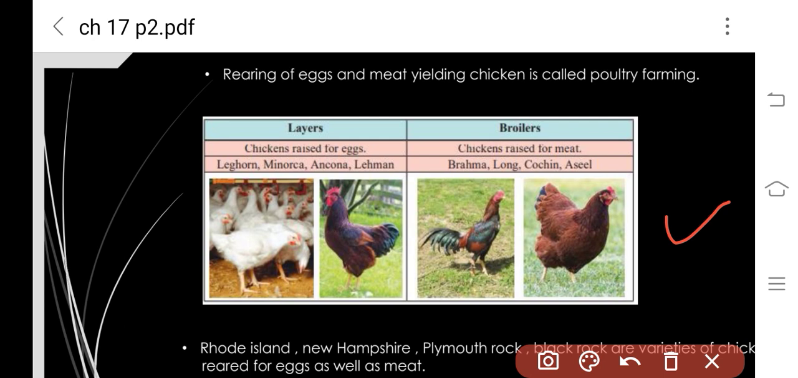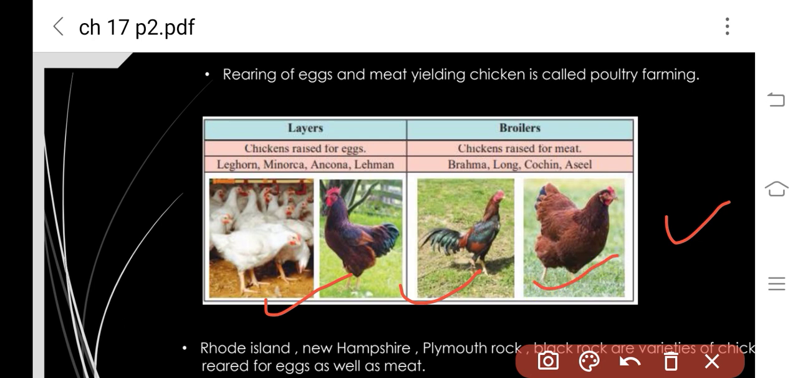And also they can develop the ability to withstand the high temperature and to use byproducts of agriculture as poultry feeds. आप इनके जो वेस्ट प्रोडक्ट्स होते हैं उनको हम एग्रीकल्चर में एज अ मैन्योर वी कैन एड इट. So some of the best examples are shown here. So Rhode Island, New Hampshire, Plymouth Rocks, Black Rocks, these are the varieties of the chickens which are reared for eggs as well as meat.